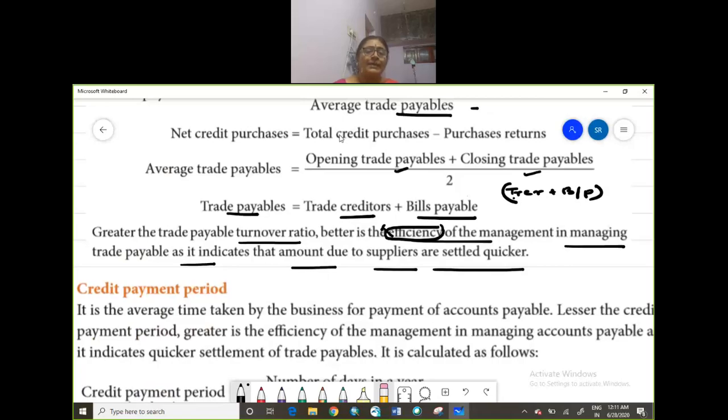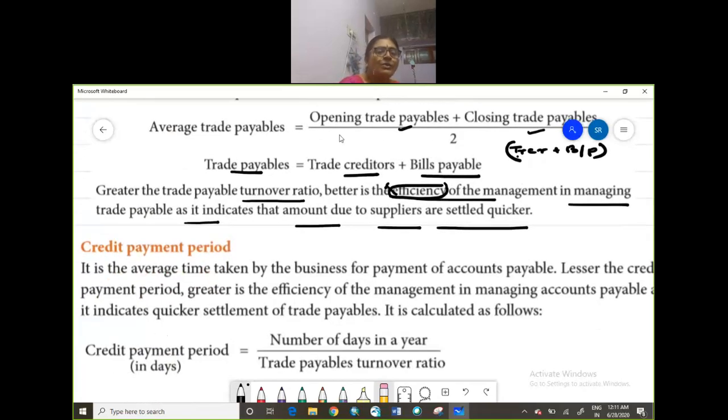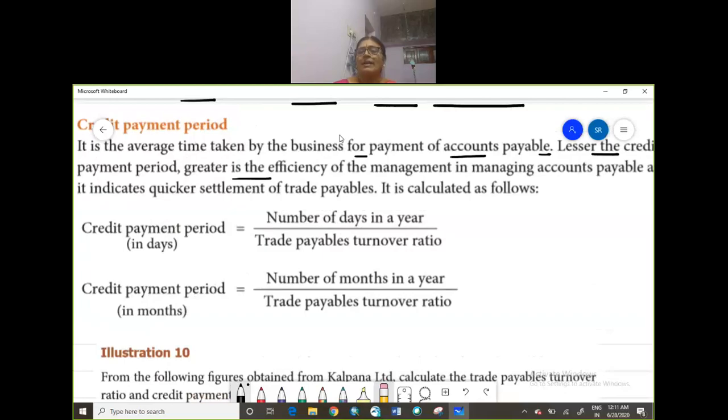Now, the credit payment period. You can calculate the credit payment period either in months or in days. What is the formula to calculate your credit payment period? It is the average time taken by the business for payment of accounts payable. So the lesser the credit payment period, the greater the efficiency of the management in managing accounts payable. It indicates a quicker settlement of trade payables.